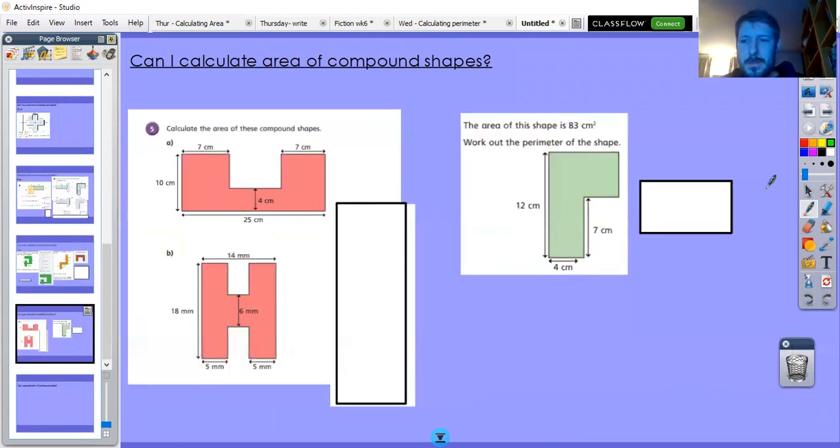Okay, and then finally the platinum questions. So pause the video again and have a go at these. Okay, so some compound shapes for you to solve.